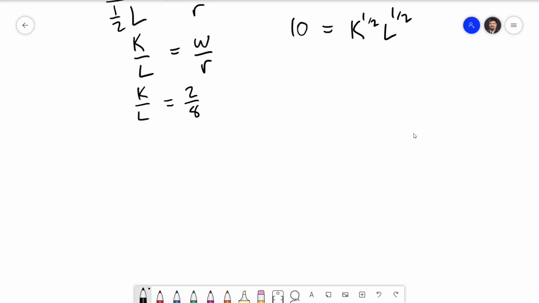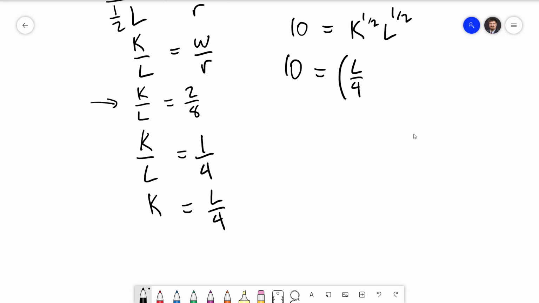We now need to use substitution to solve this. As always, there's many ways that you can go about this. I'm going to start with this equation right here and solve it for K. First of all, notice that 2 over 8 is 1/4, and then I'll multiply both sides by L to get K equals L over 4. I'm now going to plug this into our second equation. So where we have a K, I'm going to plug in L over 4. So that's going to give me 10 equals L over 4, since there was a K there. And all of that will be to the 1/2, L to the 1/2.